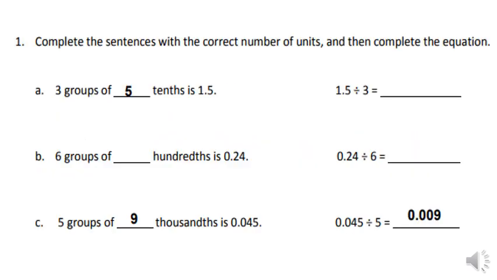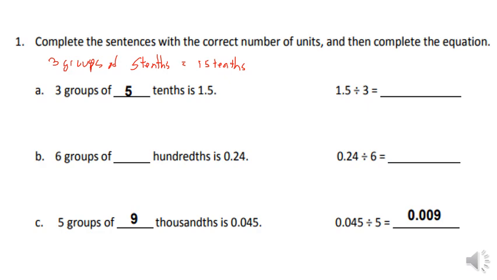In question 1, they've already done 1A and 1C, so we're going to go over those questions real quick. So starting off, it says complete the sentence with the correct number of units and then complete the equation. So if I look at this, it's saying that 3 groups of something tenths equals 1 5/10. Now I like to think of this as 15 tenths, because that makes it a lot easier, because 3 groups of 5 tenths equals 15 tenths. So we know 15 tenths is written 1 5/10.